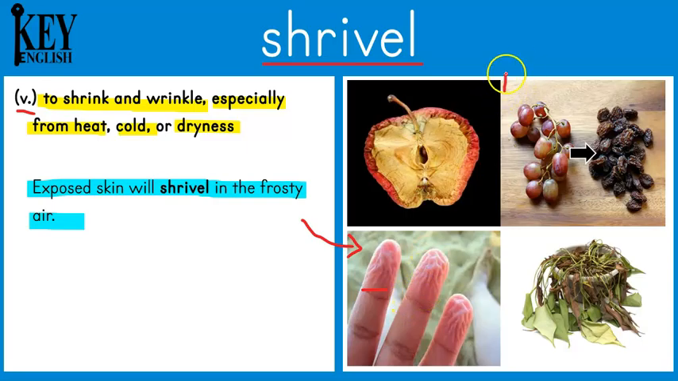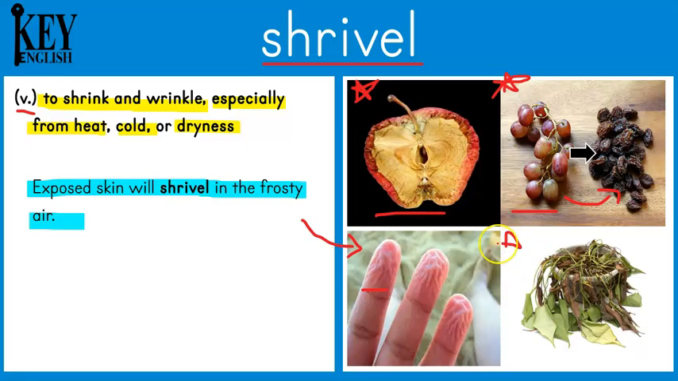Or another thing that commonly shrivels is grapes, because when grapes shrivel, they turn into raisins. So I could say the grapes began to shrivel after sitting in the sun. Or also when food is getting rotten, it might start to shrivel. So I could say the old apple started to shrivel on the counter.